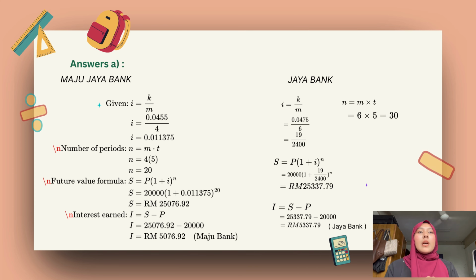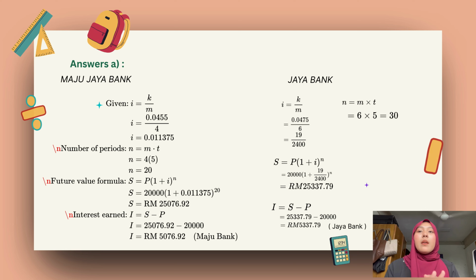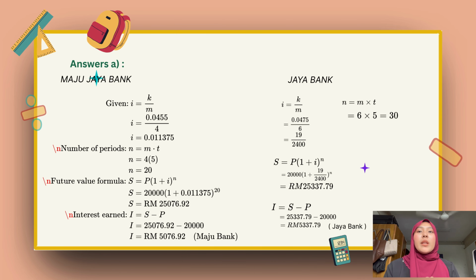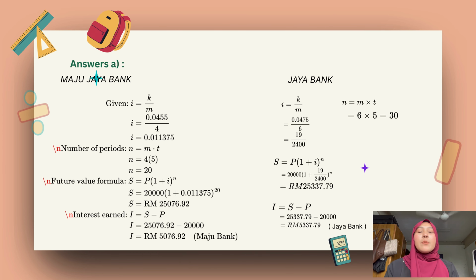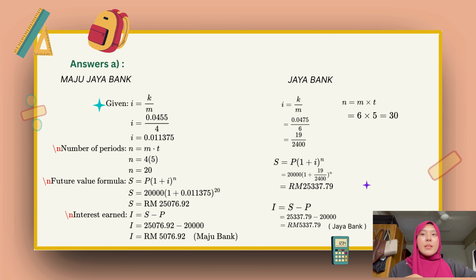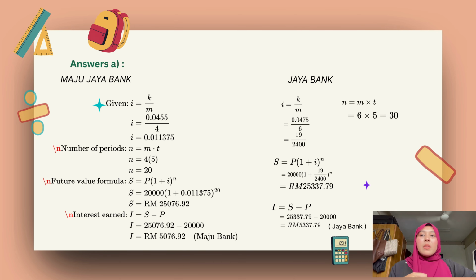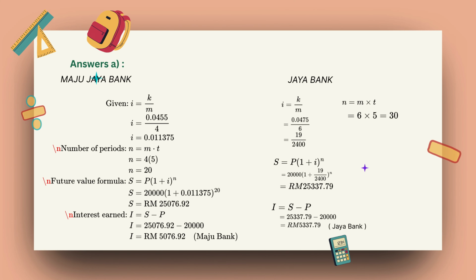So the formula is S equals P times (1 plus i) to the power of n. So 20,000 times (1 plus 0.011375) to the power of 20, and the answer is 25,076.92. We need to find the interest. The formula for interest is I equals S minus P. So 25,076.92 minus 20,000.